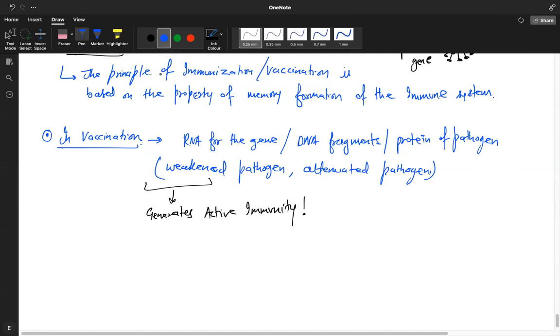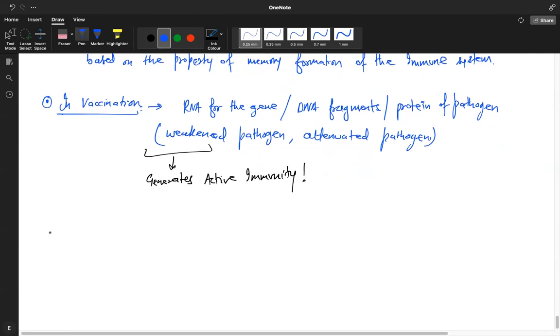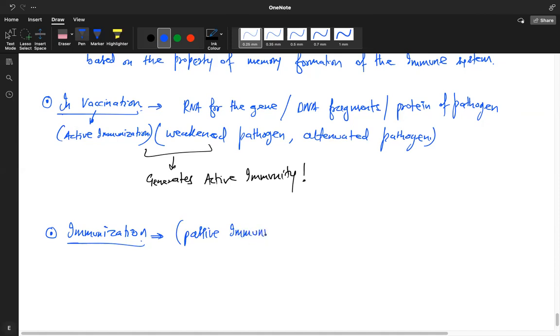Yes or no? Everyone understands? Yes, sir. Whereas when we say immunization, it is a broader term. Vaccination is also a type of immunization, but vaccination is an active immunization. Make sense? This is the difference. Immunization can also be passive, but vaccination can never be passive. Make sense?